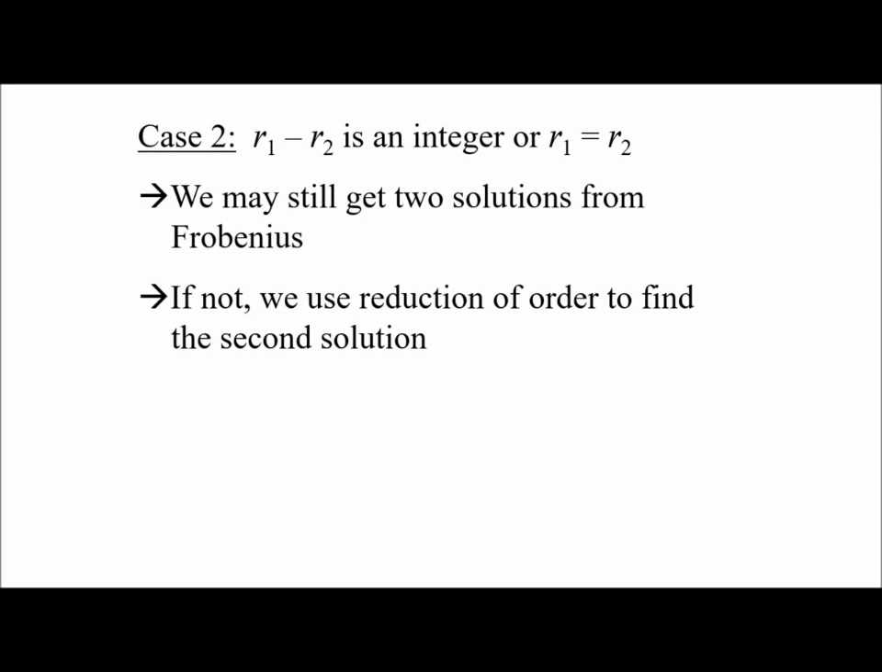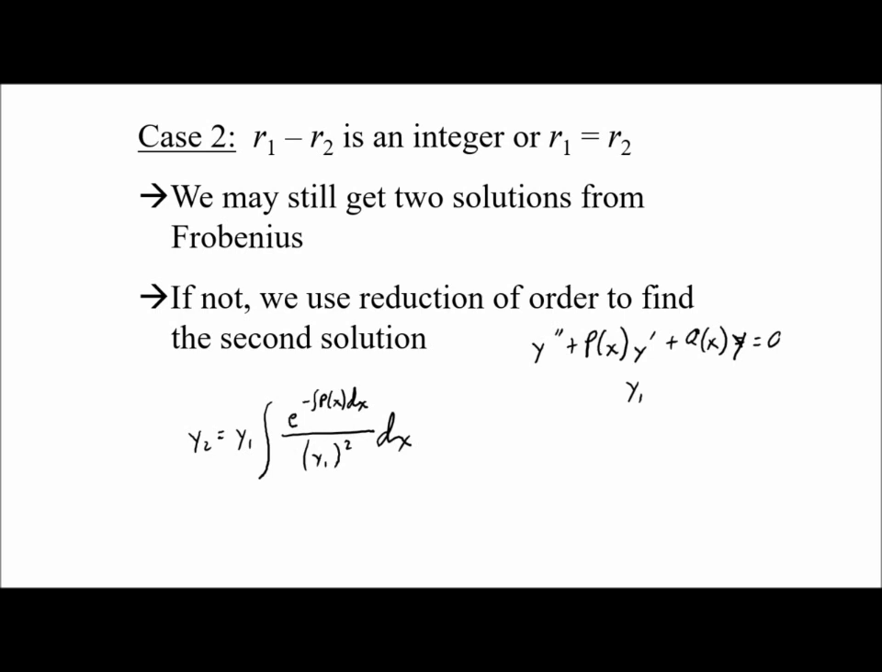And just to remind you what reduction of order is, because it's been a while, if we have an equation y double prime plus p of x times y prime plus q of x times y equals 0, and if we have one solution y1, my second solution is going to be y1 times the integral e to the negative integral p of x dx over y1 squared dx. That was our formula for reduction of order.